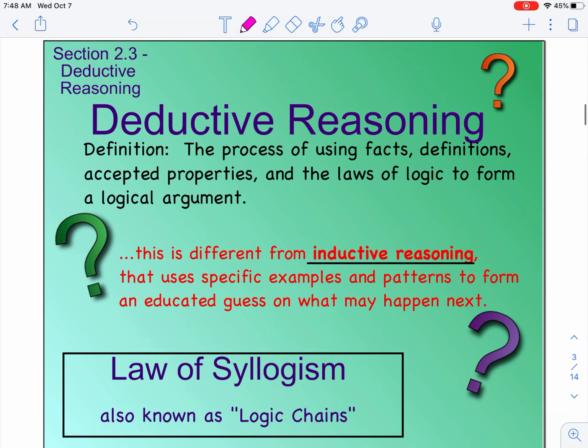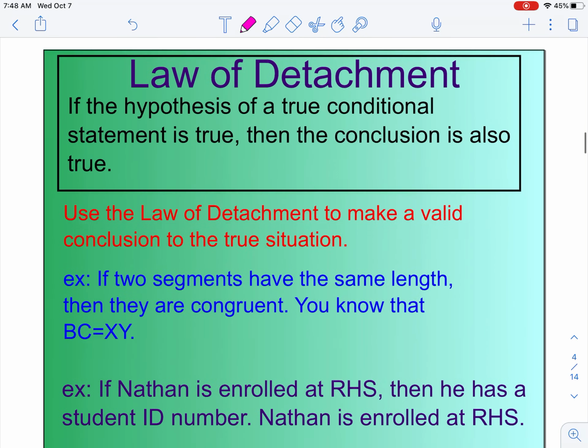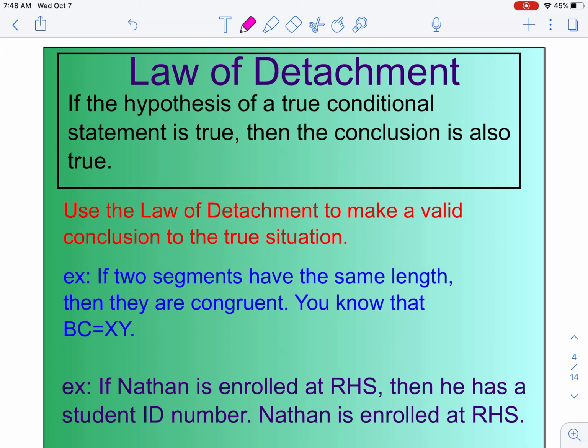So remember, we talked about this before. Deductive reasoning is the process of using facts, definitions, accepted properties, and the laws of logic to form a logical argument. This is different from inductive. Inductive reasoning uses specific examples and patterns to form an educated guess on what might happen next. And then the law of syllogism is also known as our logic chains, our if-then statements all joined together that are all related. So let's first talk about the law of detachment.